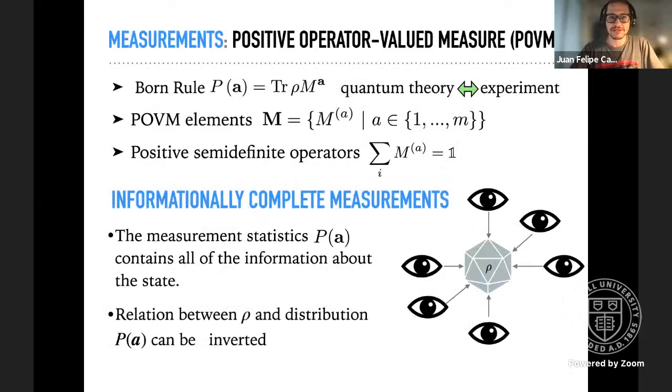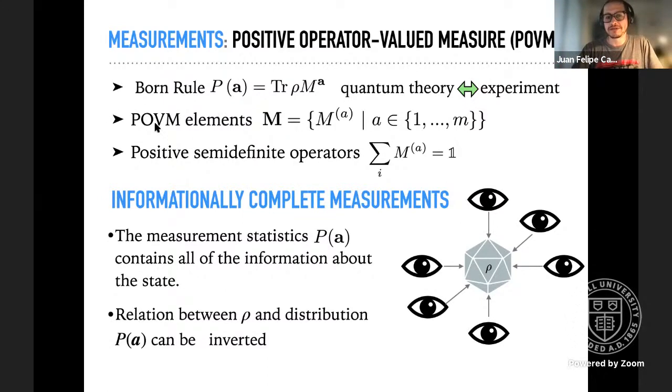We use measurement operators, positive operator value measures, POVMs, and the idea is that there's a relation between quantum theory and experiment, the so-called Born rule, that connects the density matrix, the state, the measurement that you use on the system, and the probability of observing outcome A, whatever it is that you're measuring. So the probability of finding A is given by this Born rule. It's a fundamental connection in quantum theory.